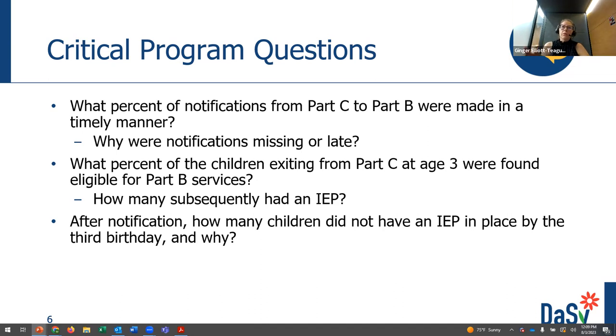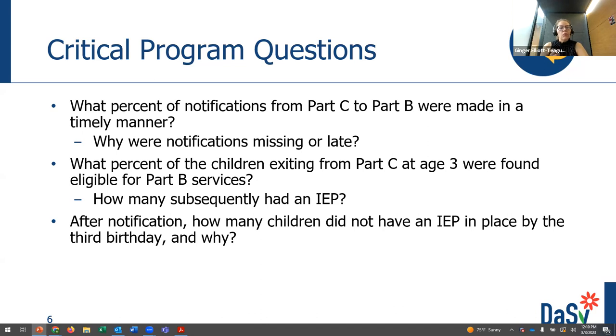So for some of these types of questions, you need to have a lot of data in place in order to answer them. And hopefully some of what we're talking about today can help you generate that data more productively and efficiently to help you answer those questions.